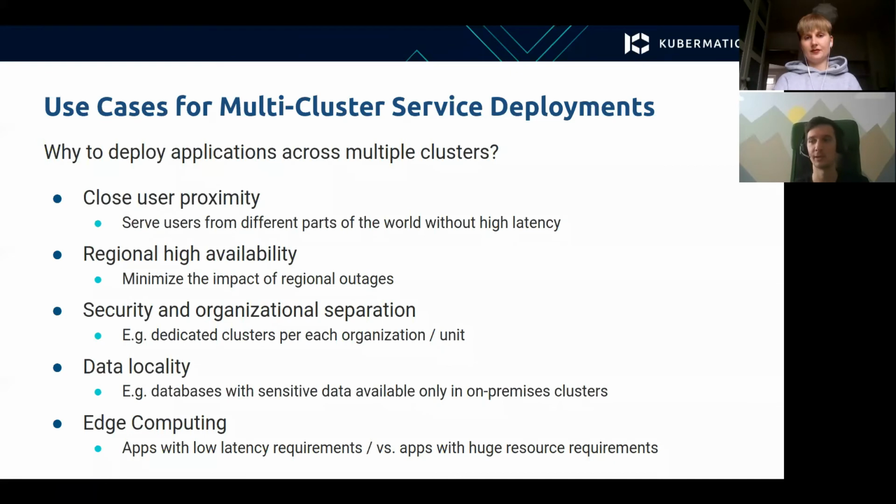Another reason may be data locality. For instance, we may have some sensitive data that we can only store in on-premises clusters, but we still want to run some part of the infrastructure on the public cloud provider, and we want to consume those services backed by the on-prem clusters from the cloud. And the last but not least, the use case may be also edge computing, where we are talking about many small Kubernetes clusters spread across different regions.